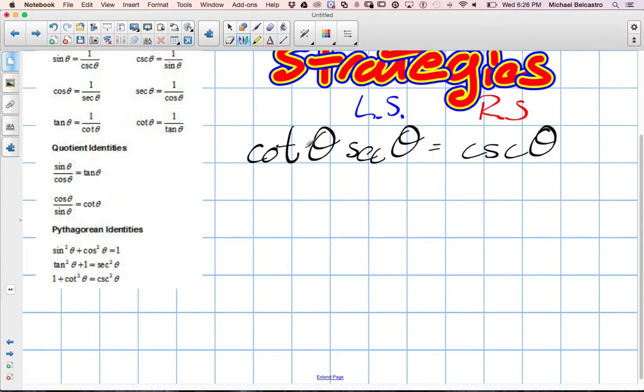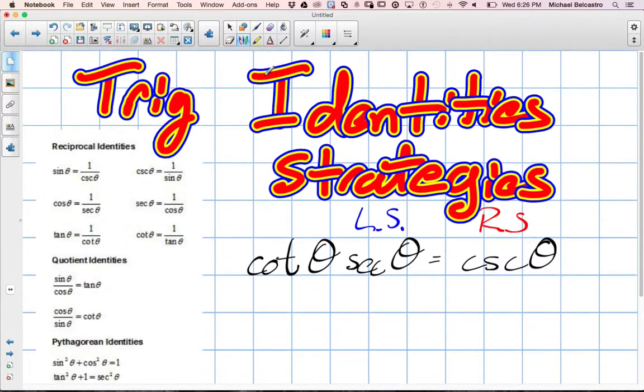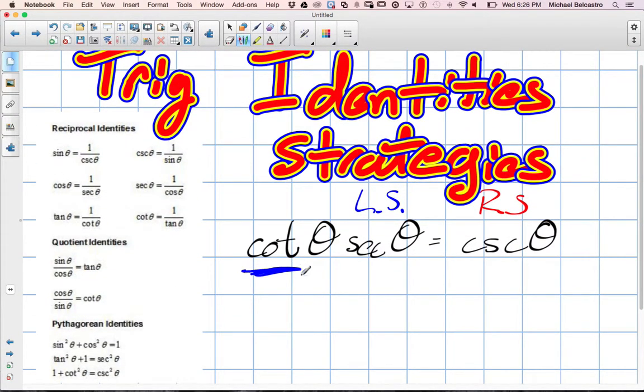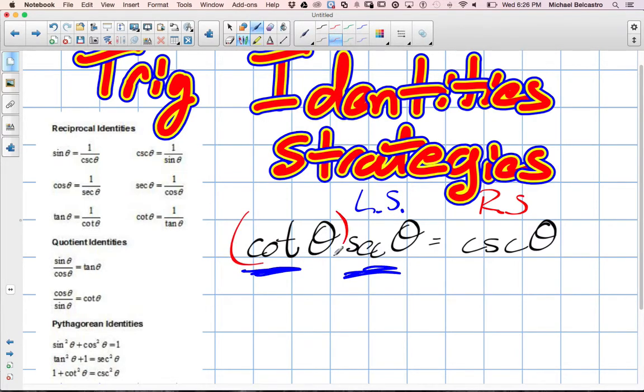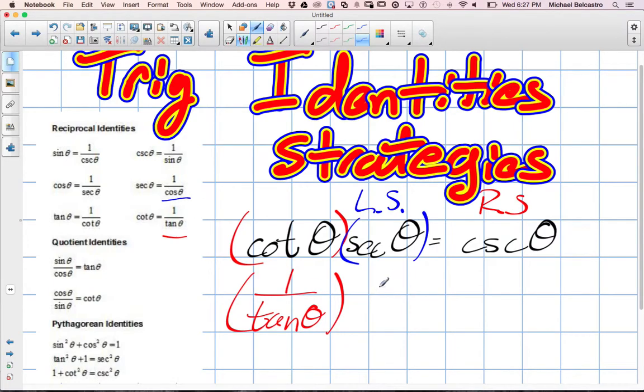So you had an idea of using your reciprocal identities. We decided we were going to invert both of these, and we're going to use the reciprocal identity. We decided that we turn cotangent theta into 1 over cotangent. Nothing wrong with that. And we decided we would turn secant theta into 1 over cos theta. And I think you said you wanted to do the same over here also. Yeah, so you wanted to change cosecant into 1 over sine.